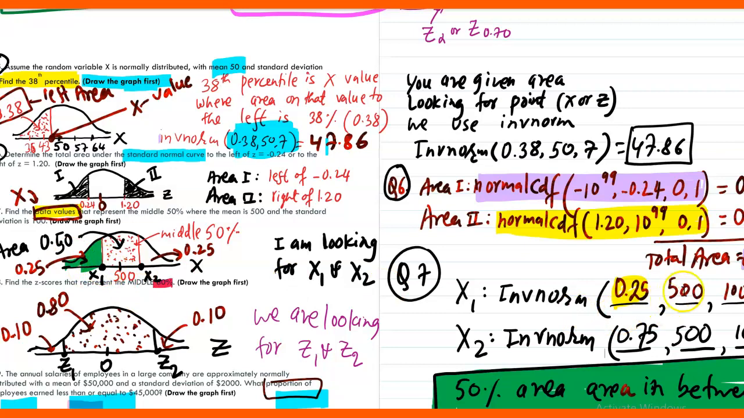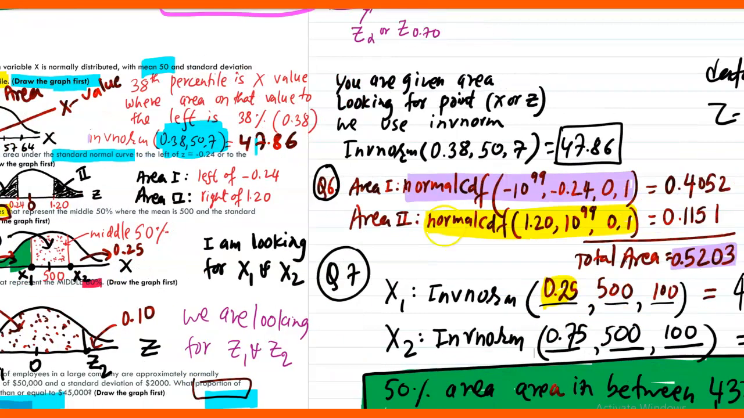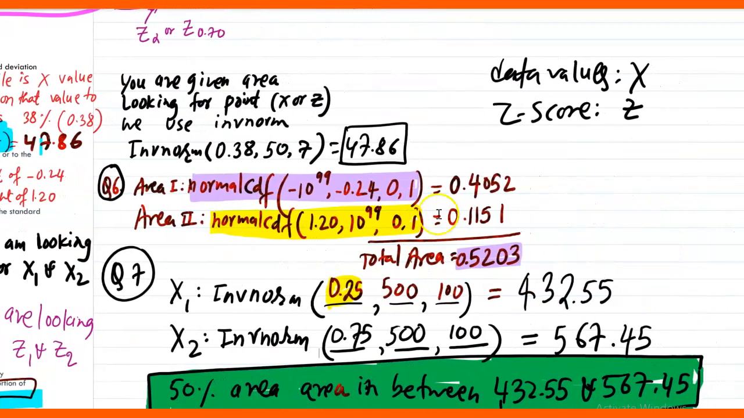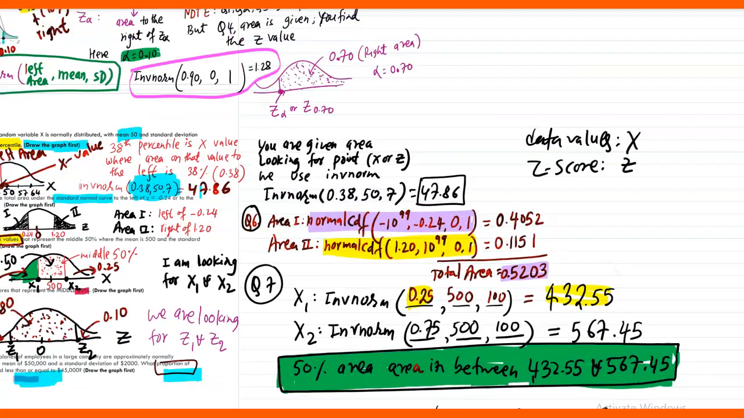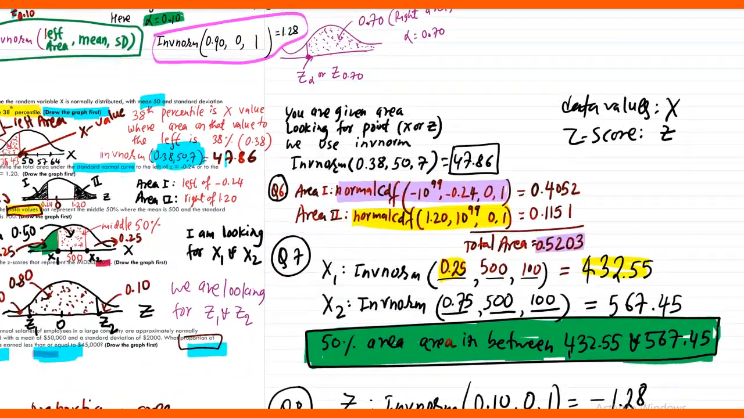Okay, and the mean is 500. The standard deviation is 100. And if you use the calculator, you get 432.55. Therefore, the value of x1, this point here, is 432.55 when you round it to 2 decimal places.